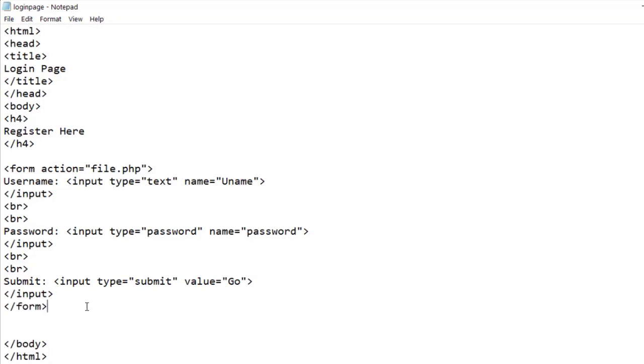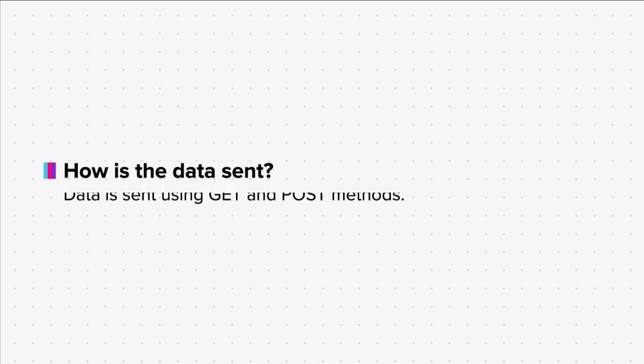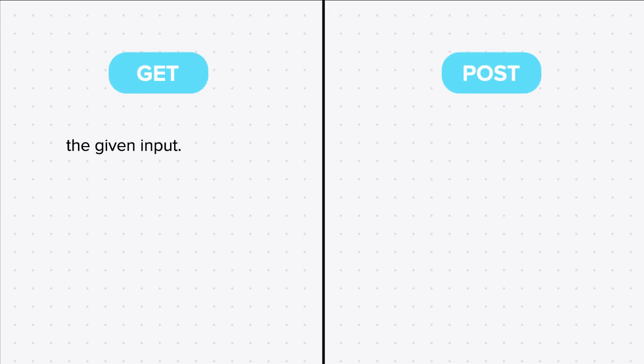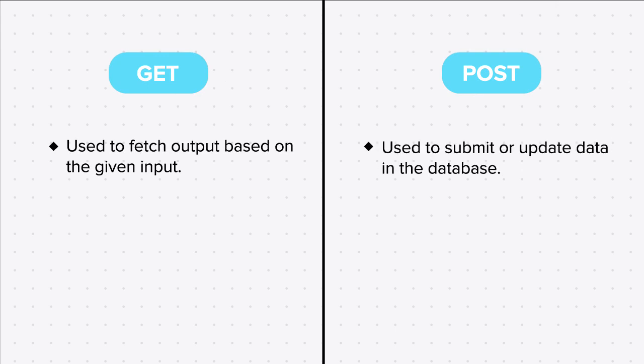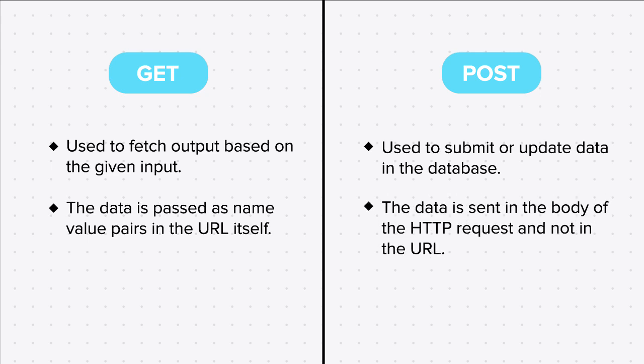Now we know all this data is going to get to this another file. So the next question that arises is, how is this data sent? For this, two methods are used, get and post. These methods are used as attribute value pairs in the form tag. Let us look at what each one of them does. The get method is used to fetch output based on the given input, while the post method is used for submitting or updating the data in the database. In get, the data is passed as name value pairs in the URL, while in post, the data is sent in the body of the HTTP request and not in the URL.